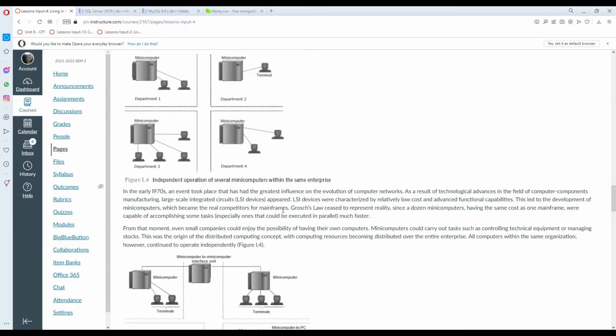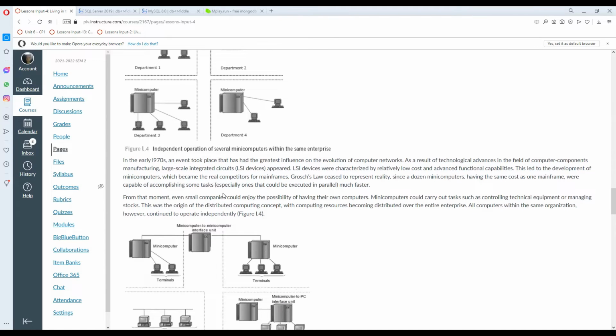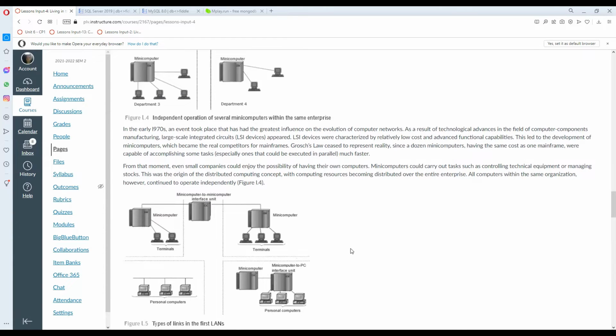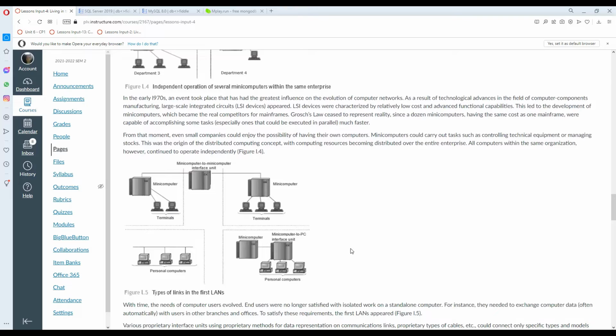real competitors for mainframes. This reflects reality, since a dozen mini computers having the same cost as one mainframe were capable of accomplishing some tasks, especially ones that could be executed in parallel, much faster. From that moment, even small companies could enjoy the possibility of having their own computers.